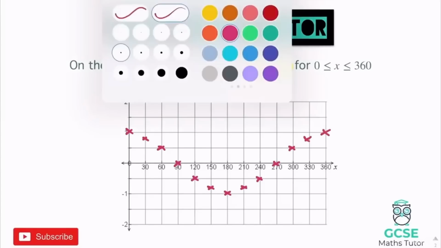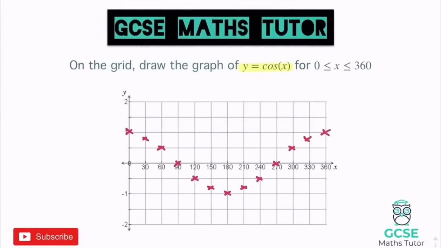There we go, so we get this similar shaped curve, but it's starting at 1, which has shifted that curve along a little bit. And that is our cosine graph there. Again, it's just plugging numbers into a calculator, plotting the points carefully, and joining it up with a nice smooth curve. So don't be put off by these types of questions. Literally, it's just typing numbers into a calculator and plotting these coordinates.